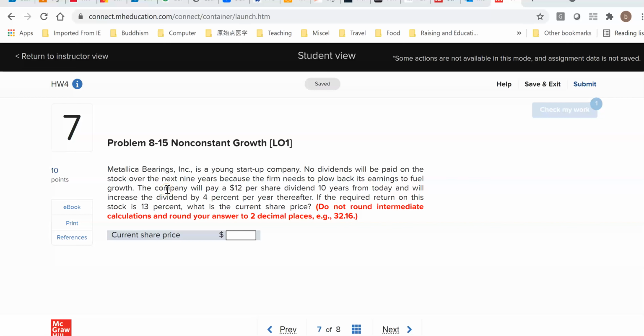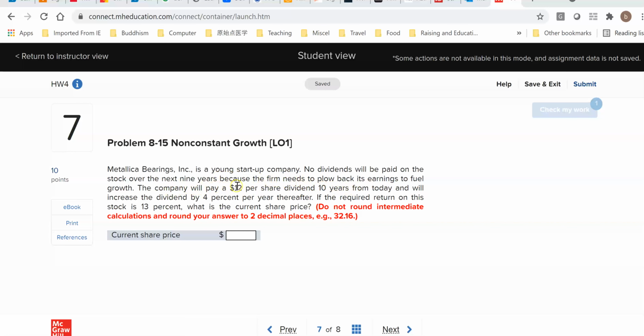This is question number 7 of homework 4 for session 5 on security valuations. The question is about a non-constant growth rate. We have a young startup company. No dividends will be paid on the stock over the next 9 years because the firm needs to plow back its earnings to fuel growth.